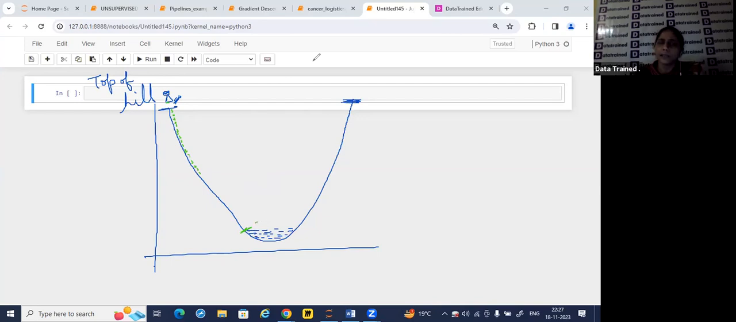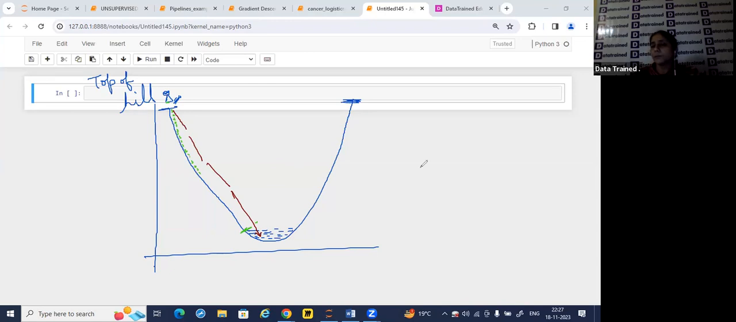Now, let's take a second case. This person now starts taking a big step. Big step. 1, 2, 3, and 4. And he dipped inside the water. This is also not correct. He is inside the water. We said that this person needs to drink only, not to dip. So the point is, what would be the optimized step?